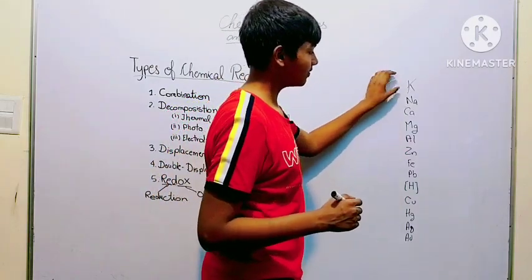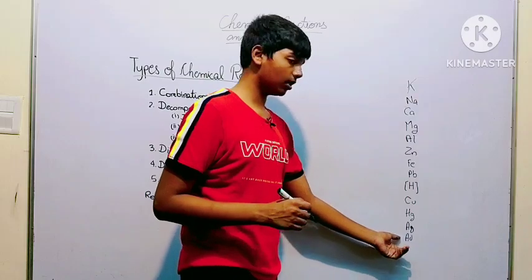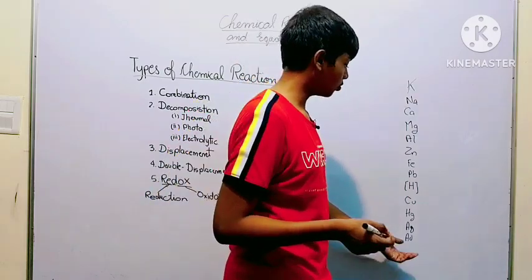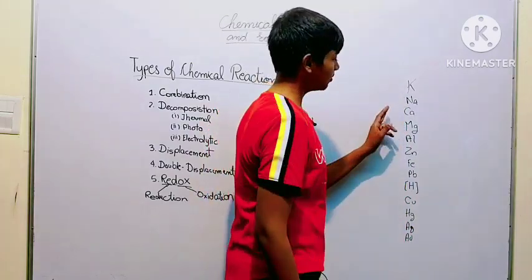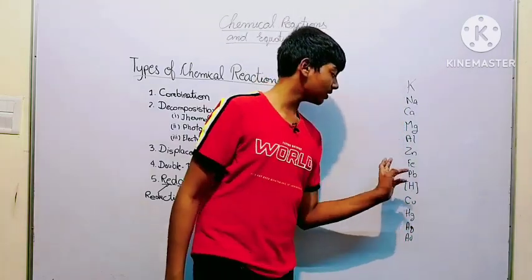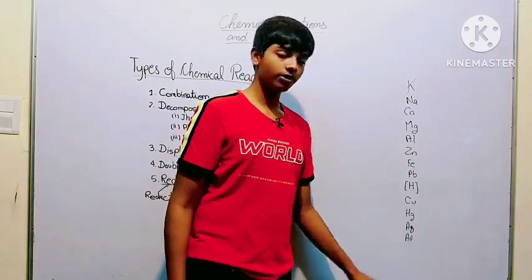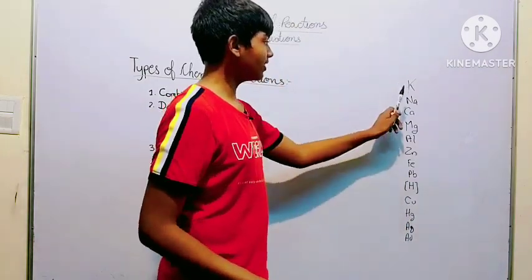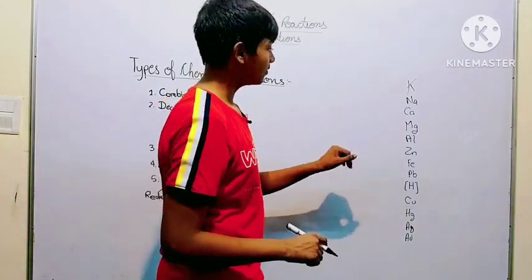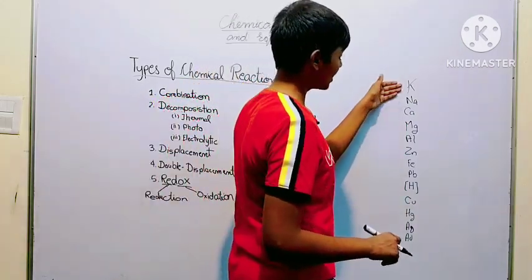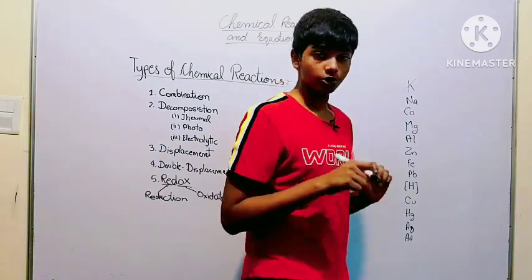The most reactive metal is potassium, and the least reactive metal is gold, and then we have platinum and so on. So potassium, sodium, calcium, magnesium, aluminium, zinc, iron, lead, hydrogen, copper, mercury, silver and gold. So this is the reactivity series from most reactive to least reactive. So if you have a more reactive metal, then it will displace a less reactive metal from its solution.